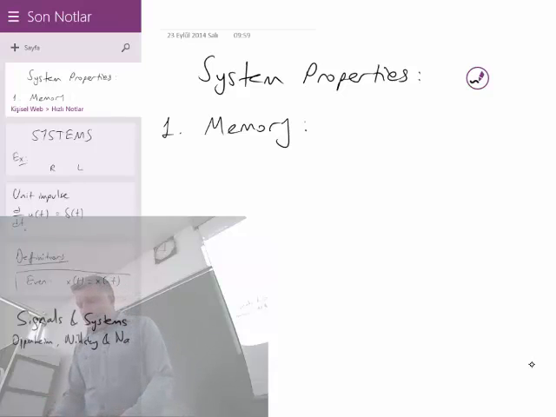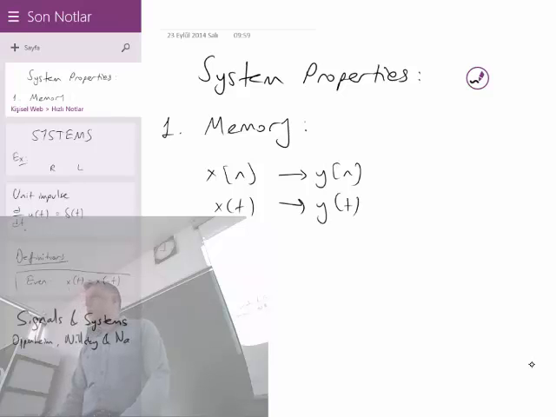Well, if in the relation of x of n to y of n, or x of t to y of t, it can be discrete time or continuous time, of course. In this relation, if the output only depends on the same time instance of the input, then the system is memoryless. There are many memoryless system types you can write. Most of the systems are with memory.